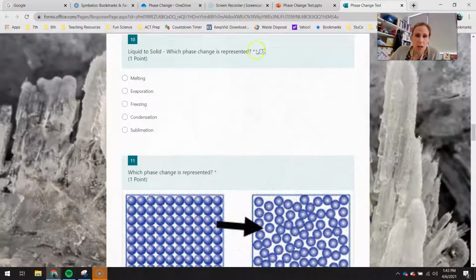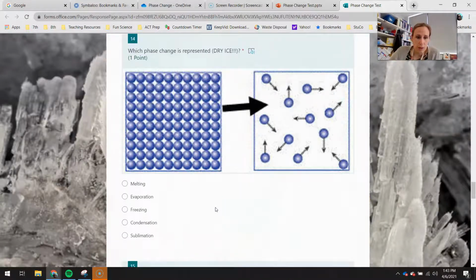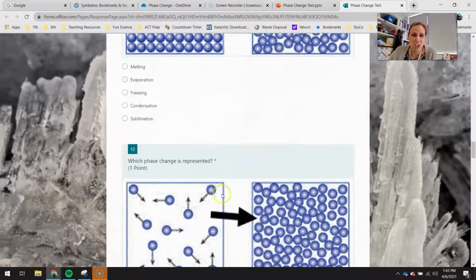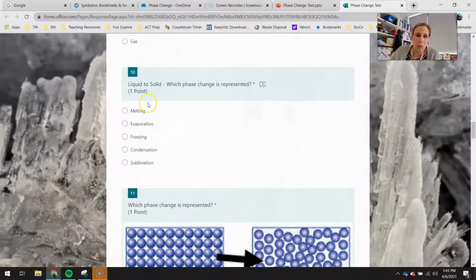Okay, then moving on, 10 through 14 all deal with phase change, so identifying which phase change you have here. So 10 just describes liquid to solid. What's that called? Again, there's only one answer. You have the same 5 choices available to you guys: melting, evaporation, freezing, condensation, or sublimation.